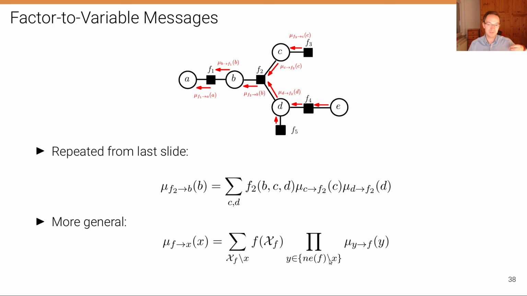we are receiving messages from. The messages are only from the incoming side, not to where we send. That's important. So that's why it's excluded here. So we have a product here over the neighbors of F except the variable we're sending to, X, in this general notation.